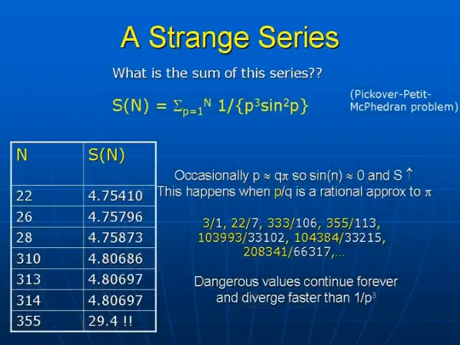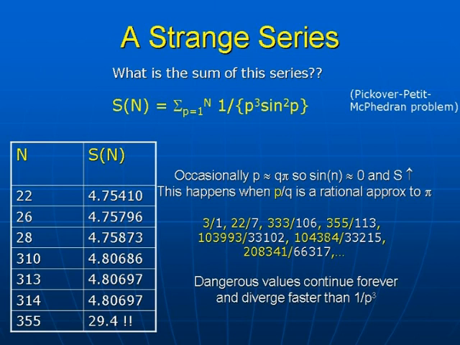This is a little challenge problem that was set that I came across a few years ago and solved. And it was in one of Pickover's books. And he said he got the problem from these two physicists, Pettit, who's in France, and McFedrin, who I think is in Sydney. And it's this strange series. Makes a nice project, I think, for students to work on.